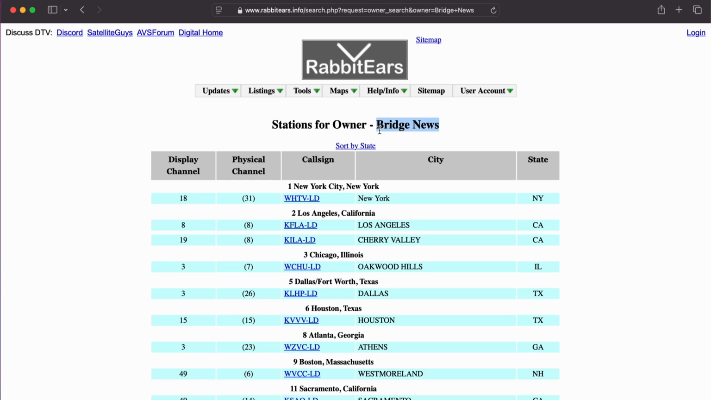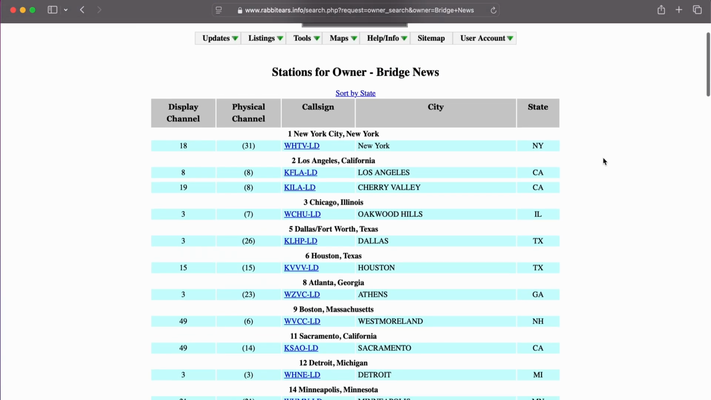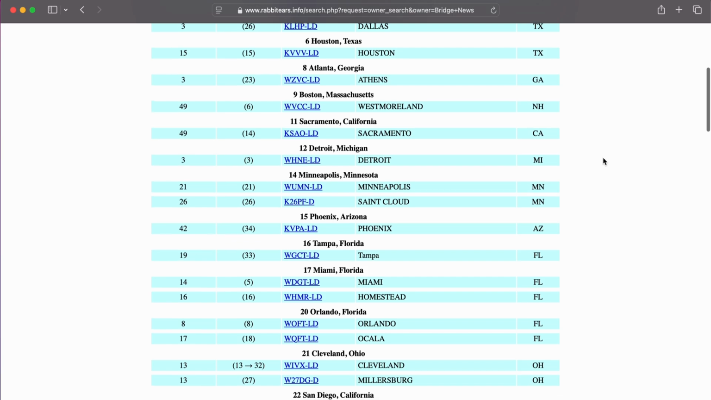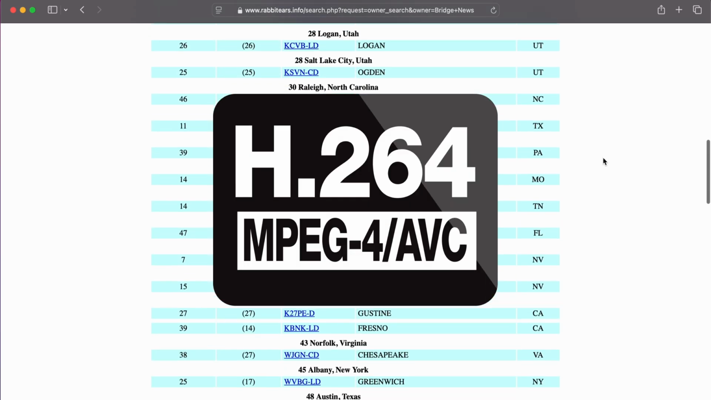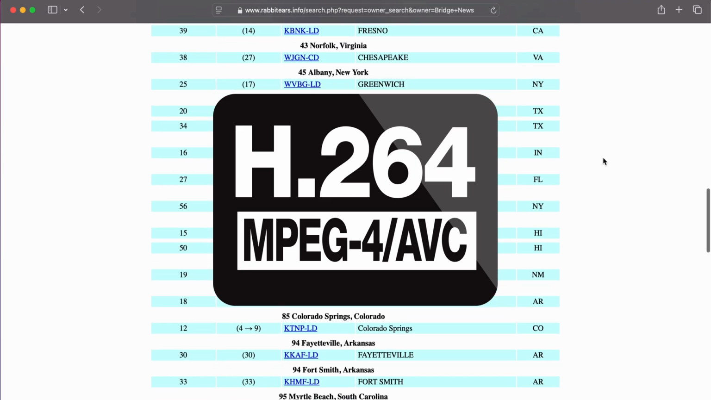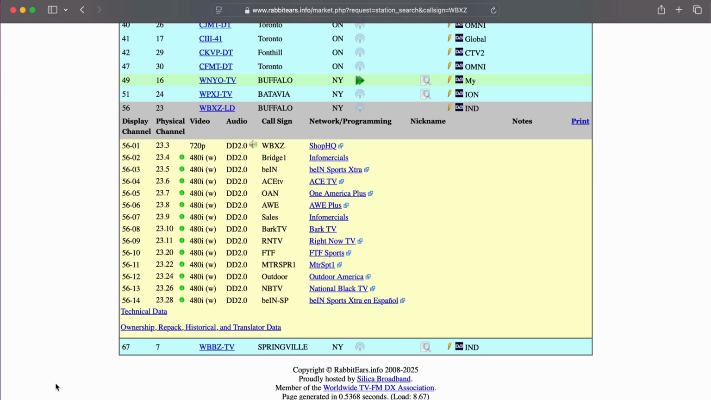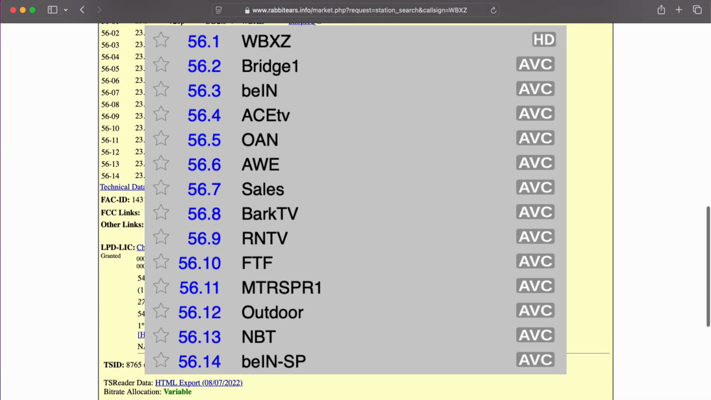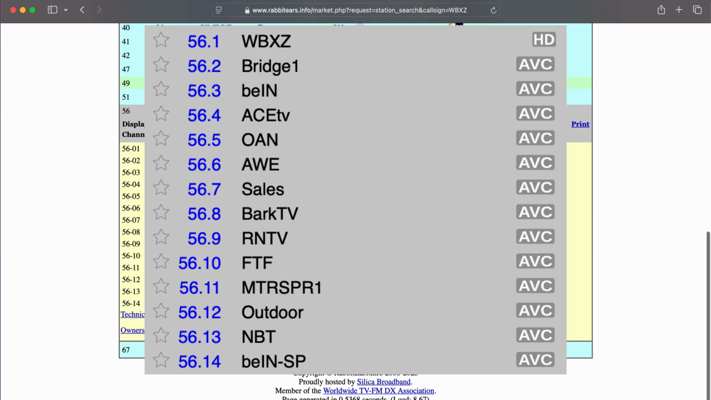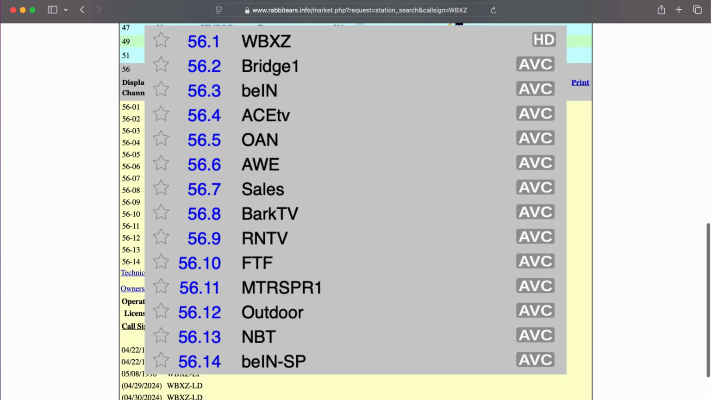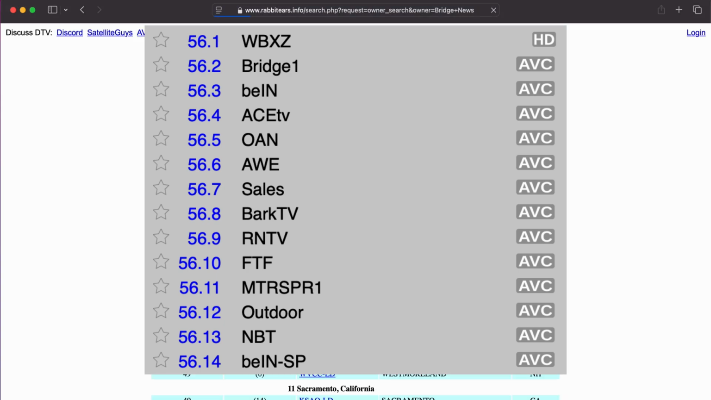Bridge News, which owns a plethora of over-the-air TV stations across the United States, has begun to heavily use the AVC or H.264 video codec on its TV stations. The station that they own in Buffalo, New York, WBXZ-LD, has 14 virtual channels on their single RF channel. Of those 14 channels, 13 of them are in AVC, leaving only a single channel in MPEG-2 video, which is a requirement from the FCC.